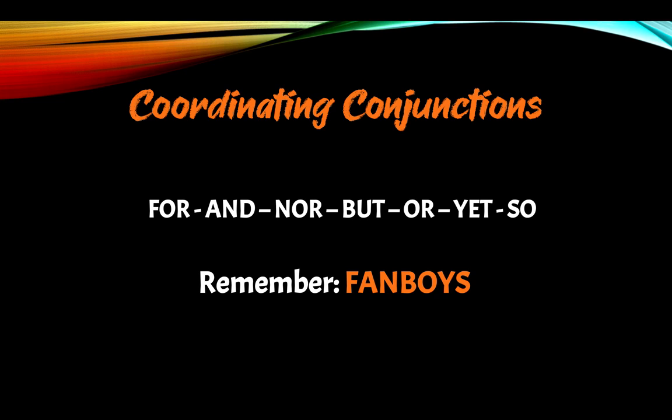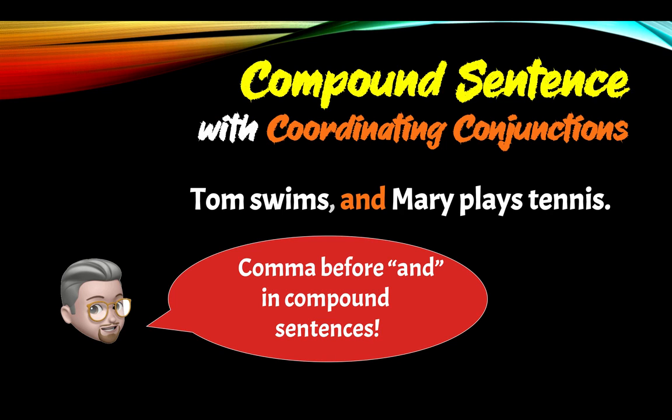Coordinating conjunctions, they are for, and, nor, but, or, yet, and so. Remember the acronym FANBOYS. F for, A for and, N for nor, B for but, O for or, Y for yet, and S for so. Oh, don't forget the comma before the coordinating conjunction in compound sentences. So Tom swims, comma, and Mary plays tennis. So don't forget to write a comma before a coordinating conjunction. In this case, and.